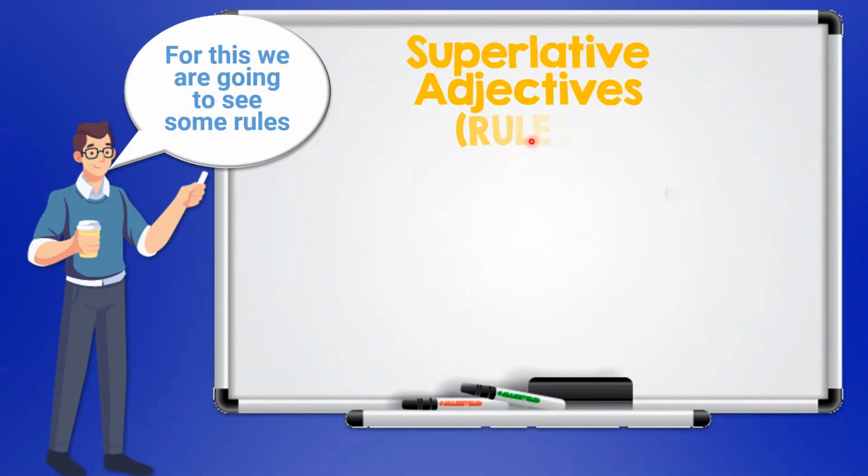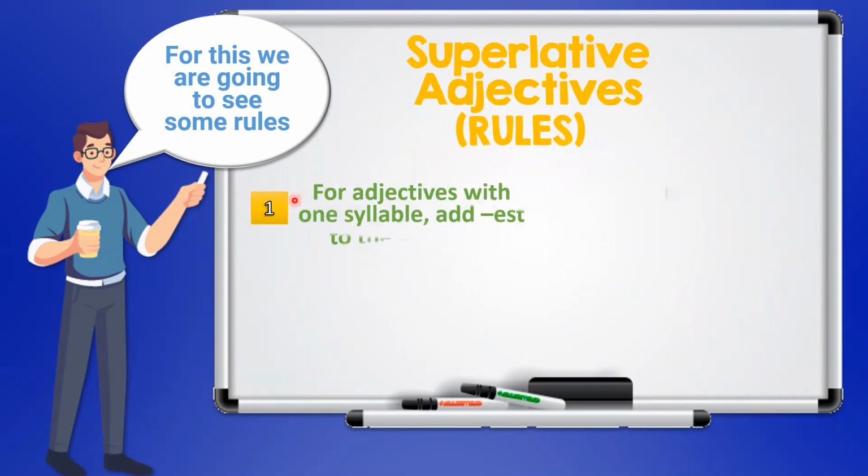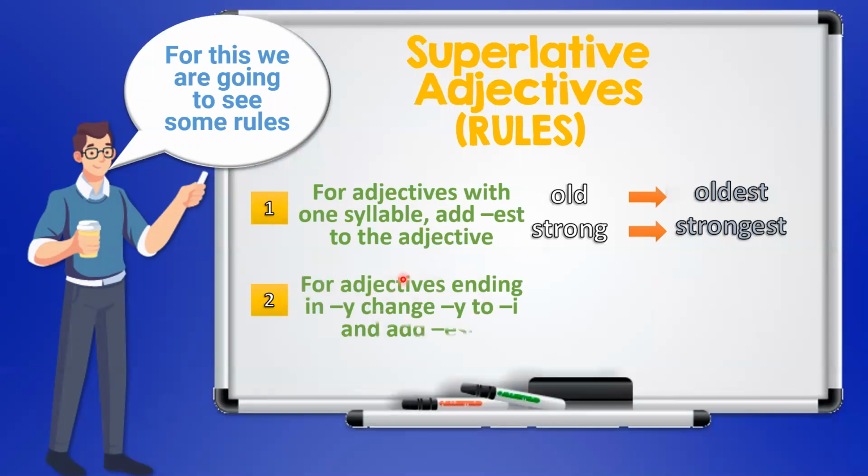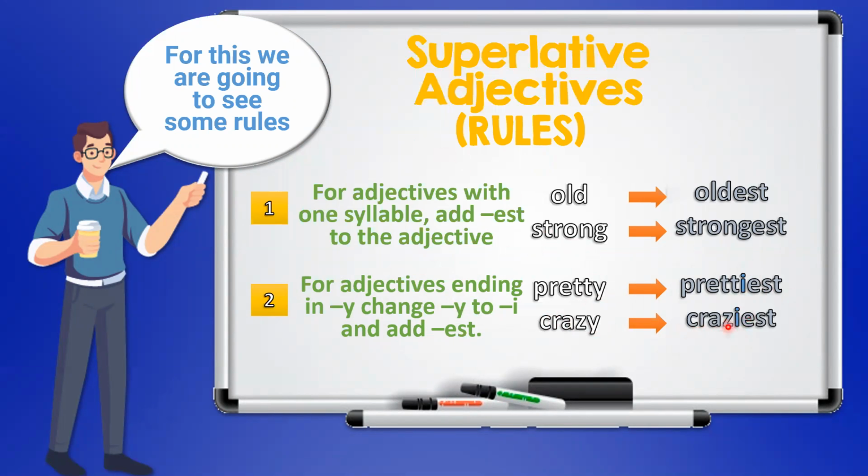For this, we're going to see some rules. Rule number 1. For adjectives with one syllable, add est to the adjective. Old, oldest. Strong, strongest. Rule number 2. For adjectives ending in y, change y to i and add est. Pretty, prettiest with i. Crazy, craziest with i.